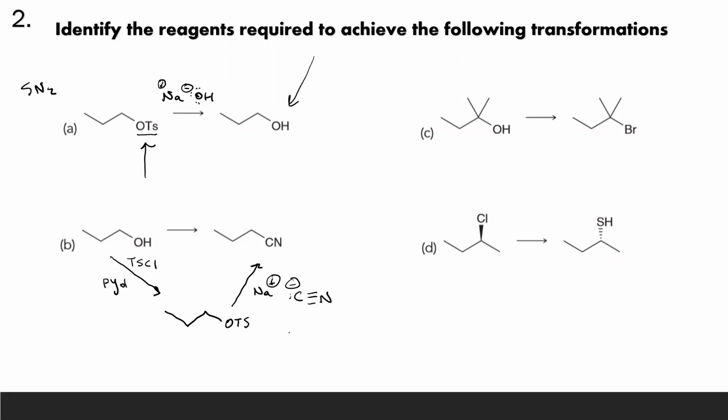Okay, for C, again, we have a tertiary alcohol and we're going to form an alkyl halide product. So this is going to be an SN1 reaction. And in this case, we can actually just use HBr. The reason why is because we have a tertiary substrate, so we can produce a stabilized tertiary carbocation that would then undergo nucleophilic attack by the bromine. So let me draw that out real quick for you.